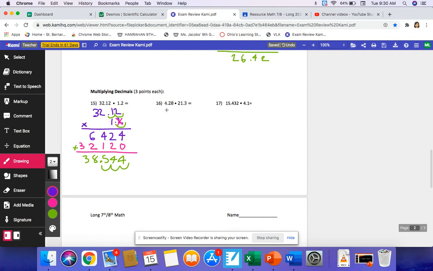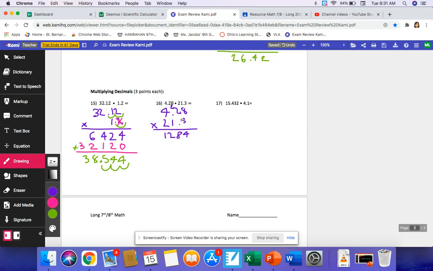All right, keep on going with the next one. 4.28. Remember, we line up with the last number. 21.3. That's a little off, but it's okay. 3 times 8 is 24. My 4 goes down. My 2 goes up. 2 times 3 is 6. Plus 2 is 8. And 3 times 4 is 12.